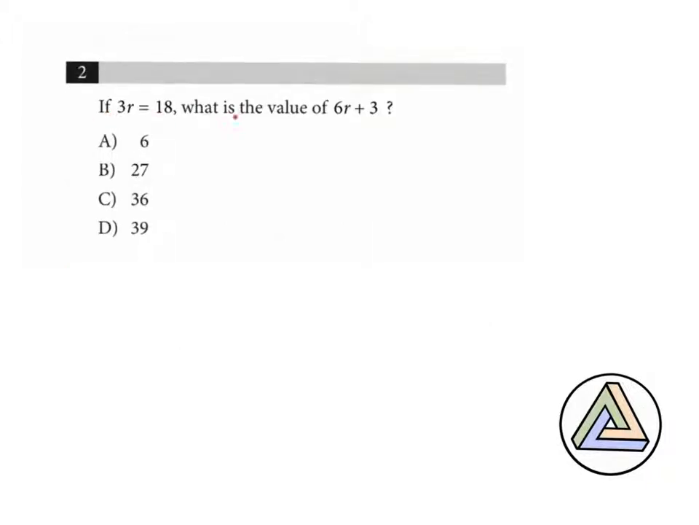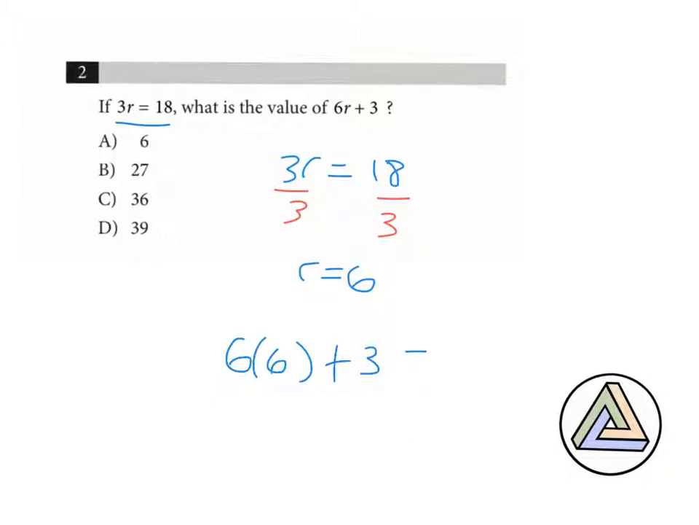Number two, if 3r equals 18, what's the value of 6r plus 3? Okay, so a good thing to do right out the gate is just solve for r. It's easy enough, certainly. So it's 3r equals 18, dividing both sides by 3 is r equals 6. And then therefore, when you're looking at 6r plus 3, that's going to be 6 times 6 plus 3, also known as 39. So that would be the answer there.